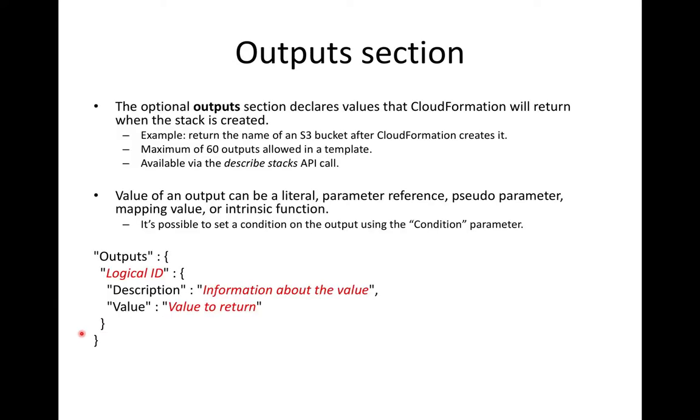That was the parameters section. Next is the outputs section. And I should have mentioned that the parameter section is an optional section. It's one that we almost always use, but it's not required. The outputs section is also an optional section of the template document. And the output section declares the values that CloudFormation will return when the stack is created.